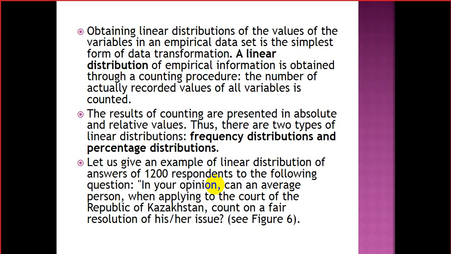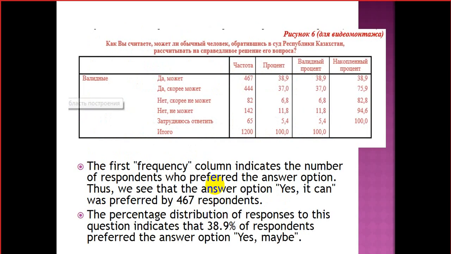Let us give an example of the linear distribution of answers of 1,200 respondents to the following question. In your opinion, can an average person, when applying to the Court of the Republic of Kazakhstan, count on a fair resolution of their issue? Как вы считаете, может ли обычный человек, обратившись в суд Республики Казахстан, рассчитывать на справедливое решение его вопроса? You see the table.